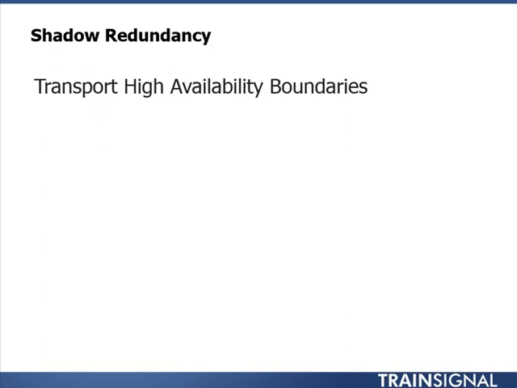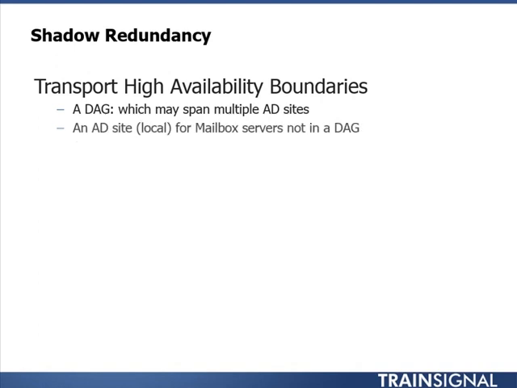And so in terms of what boundaries exist, a DAG is a reasonable boundary. So any servers within a DAG are part of the same high availability boundary, and that may span multiple Active Directory sites. And as we already mentioned, a mailbox server may be standalone, it may not be part of a DAG, and so in that case, an Active Directory site, a local site for mailbox servers that are not in a DAG, becomes another high availability boundary for transport.